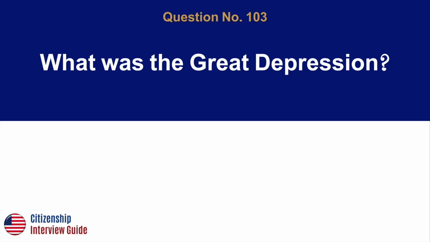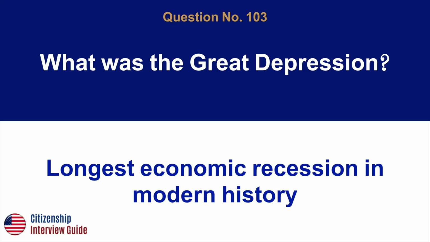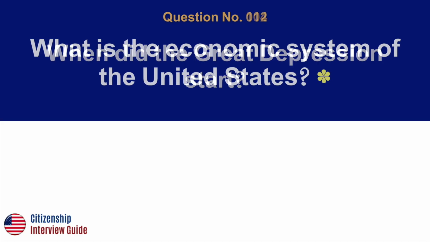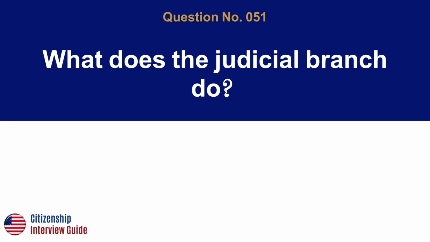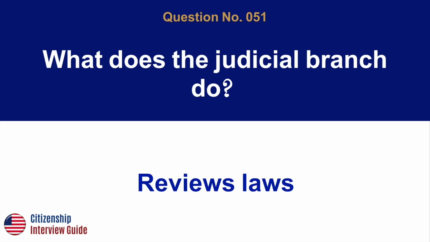What was the Great Depression? Longest economic recession in modern history. What is the economic system of the United States? Capitalism. What does the judicial branch do? Reviews laws.